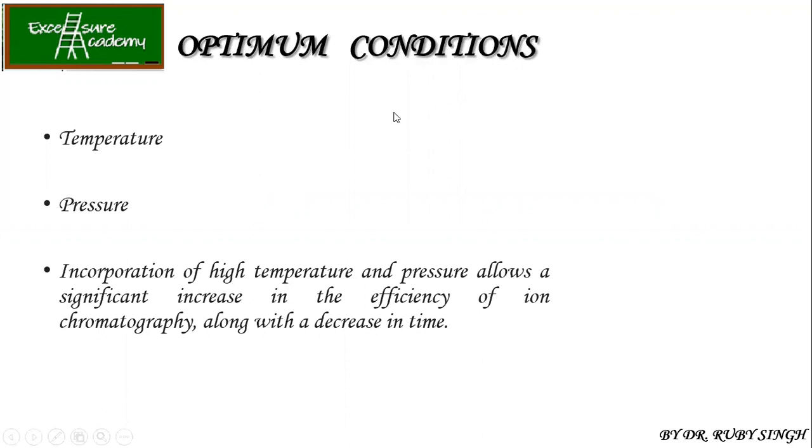The optimum conditions: first is temperature. We know that proteins are fragile and at high temperature they might get denatured. So we keep the columns in cold conditions. If you have to carry out protein purification, you need to keep the AC on, or you have to sit in the cold room to carry out your protein purification. As well as the pressure.